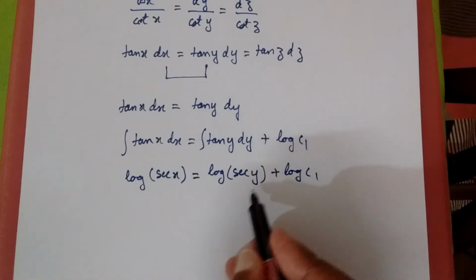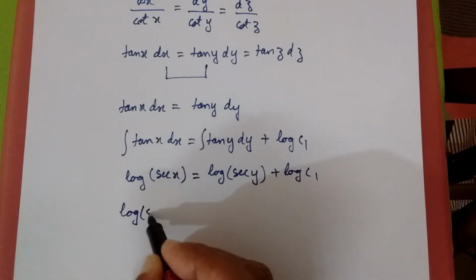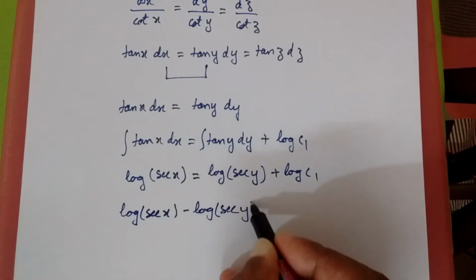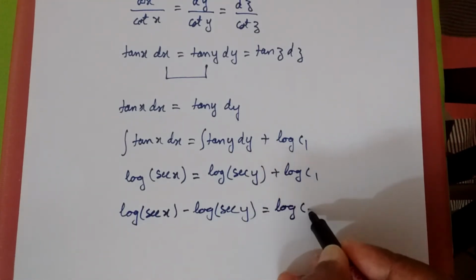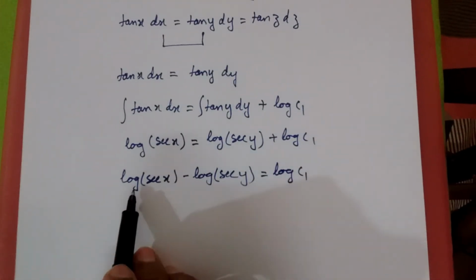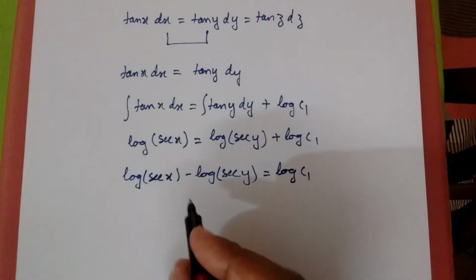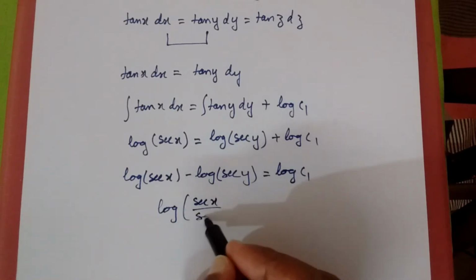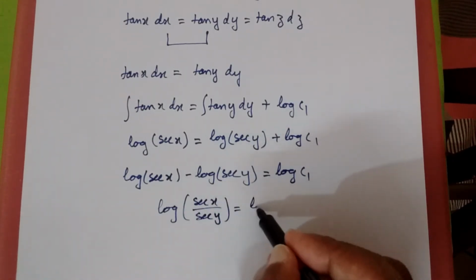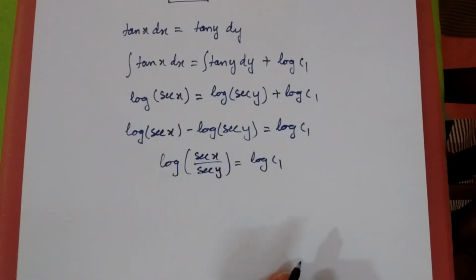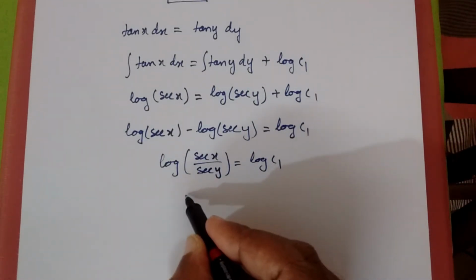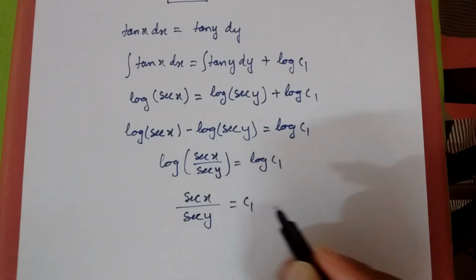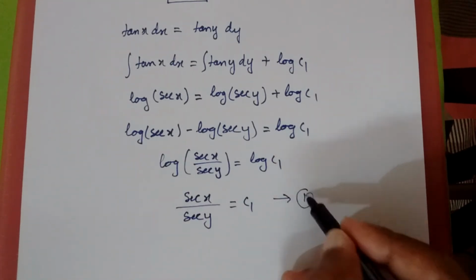If you take log of secant y on the left hand side, that becomes minus log of secant of y is equals to log of c1. Now this is in the form of log m minus log n, so log m by n you can write. So it becomes log of secant of x divided by secant of y is equals to log of c1. If we try to eliminate log from both the sides, we will get secant of x by secant of y is equals to c1. So we got the first solution.